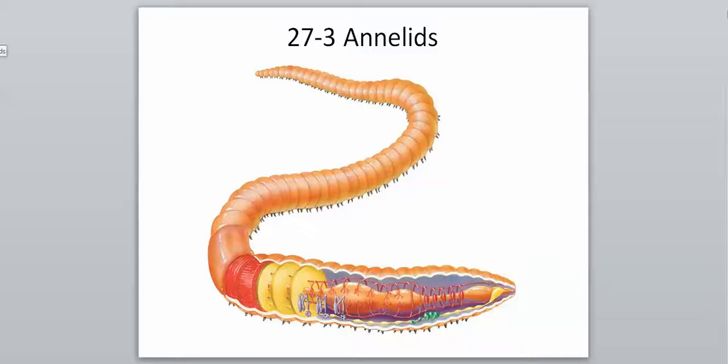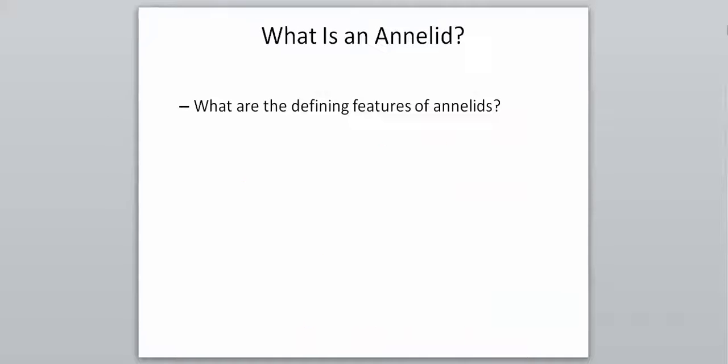Hey, hello Bio2. We're continuing on with chapter 27 and we're going to take a look at our final group of worms, and this group is known as the Annelids. So we're going to look at what are the defining features of an annelid.